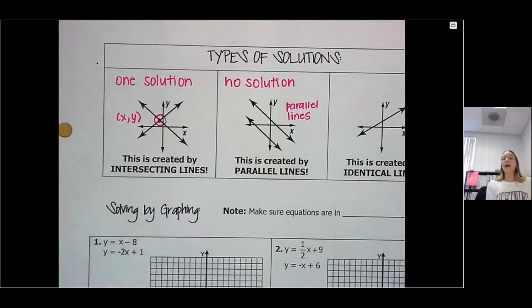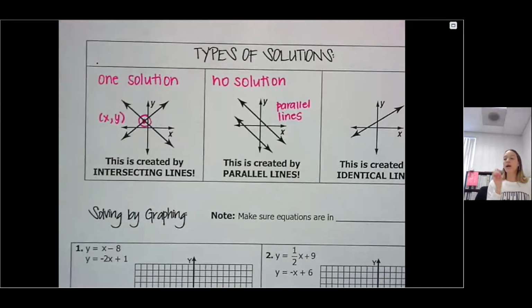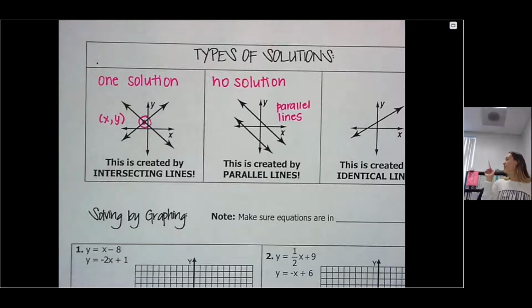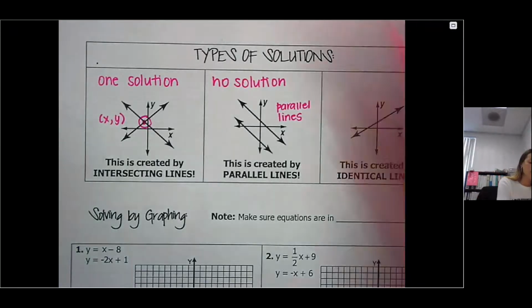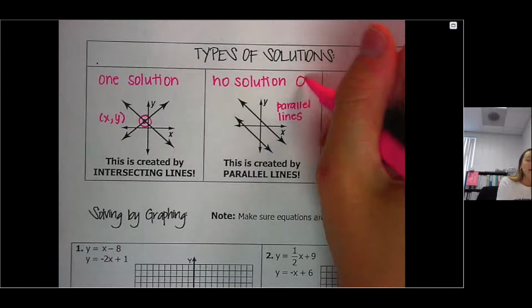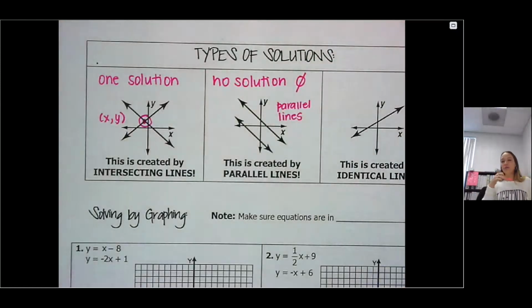And instead of writing out no solution every time, there's a little symbol for it just so that we don't have to write the words out. It essentially looks like a zero with a line straight through it. That means no solution. So we don't have to write that word every single time.